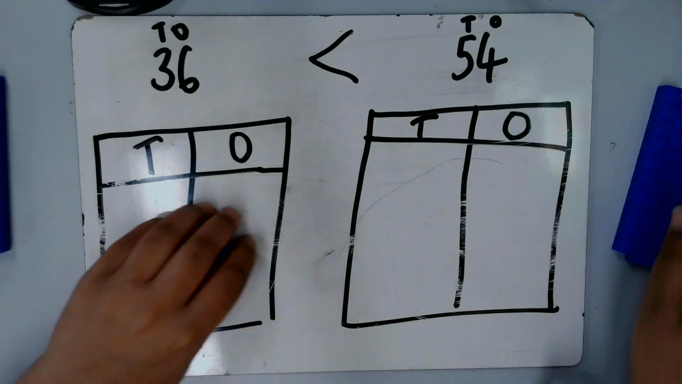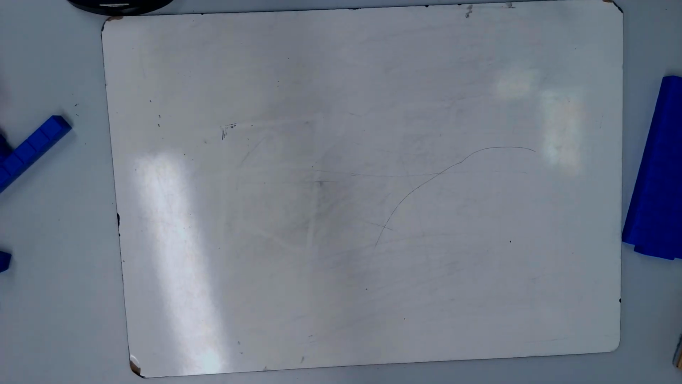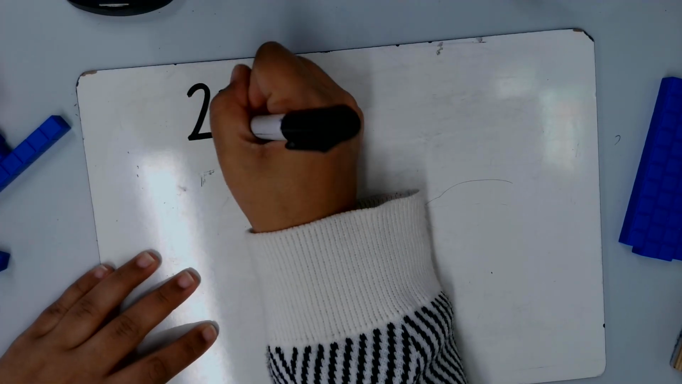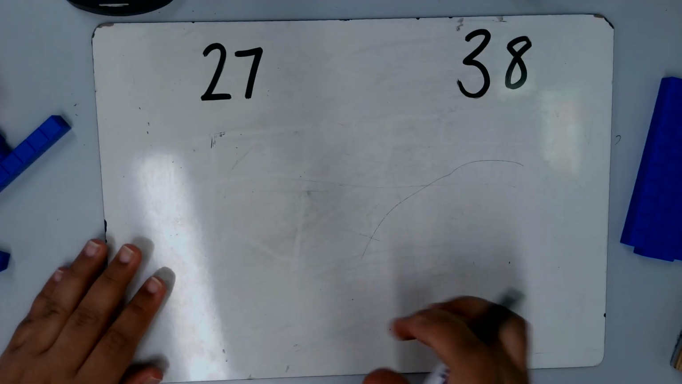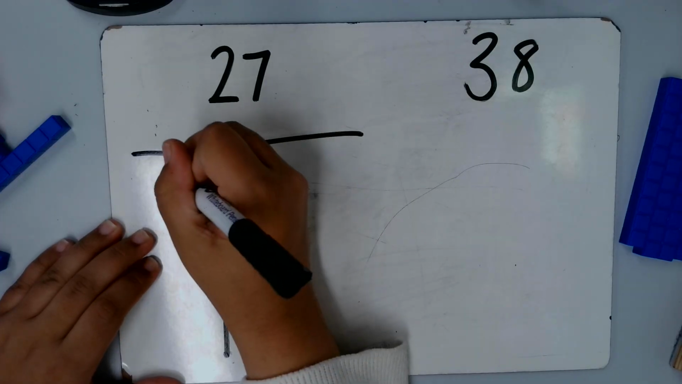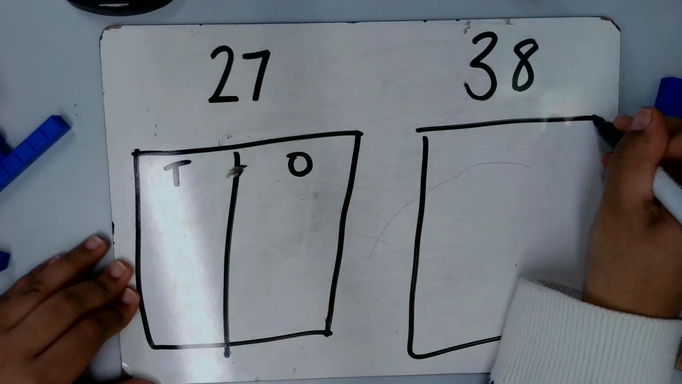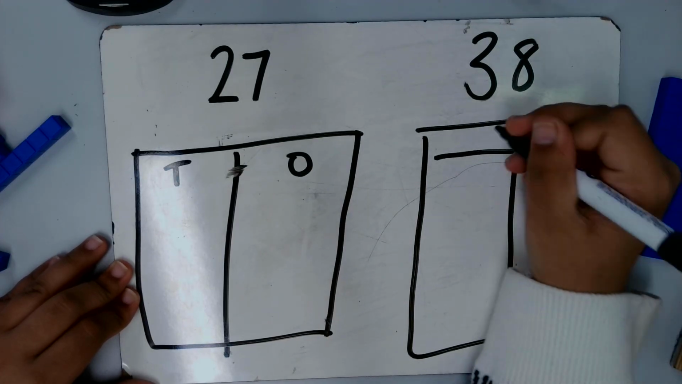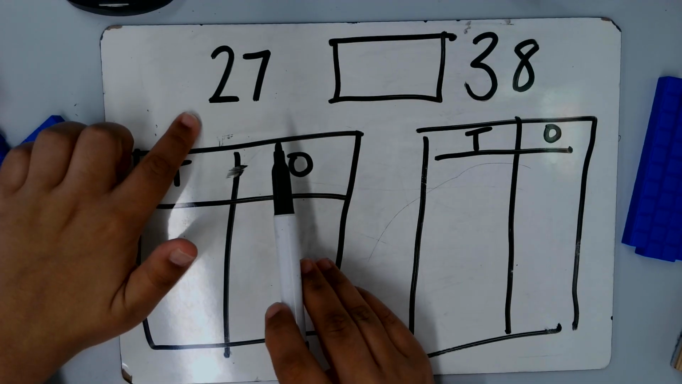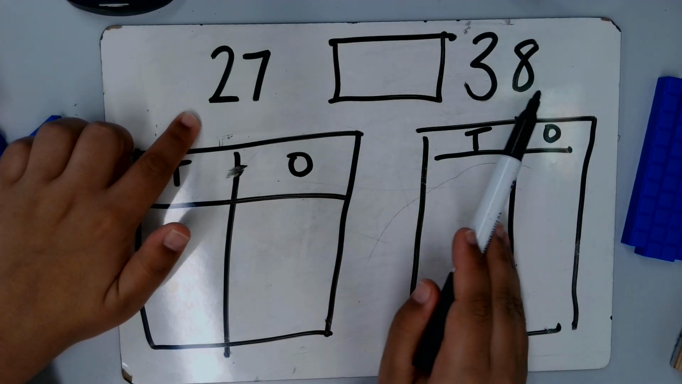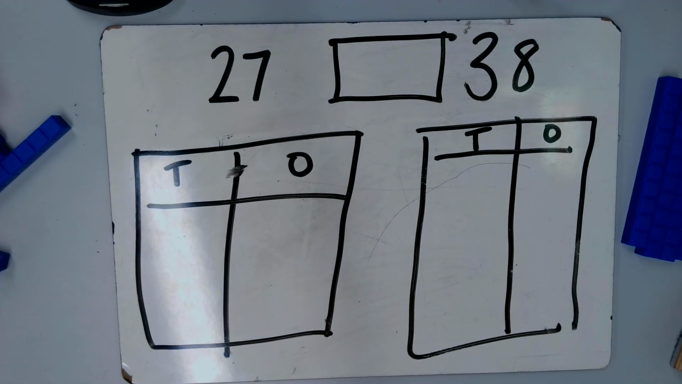I'm going to give you one to try now. I'm going to give you the numbers 27 and 38. Using what we did just now, I want you to draw your tens and ones chart. Draw out your tens and your ones. And then write down the symbol in between. Is 27 less than 38, equal to 38, or greater than 38? I want you to have a go, so give the video a pause.